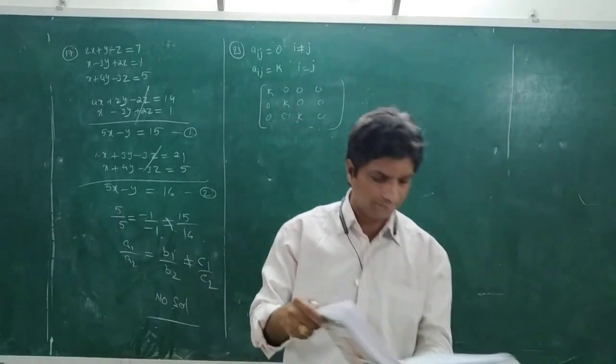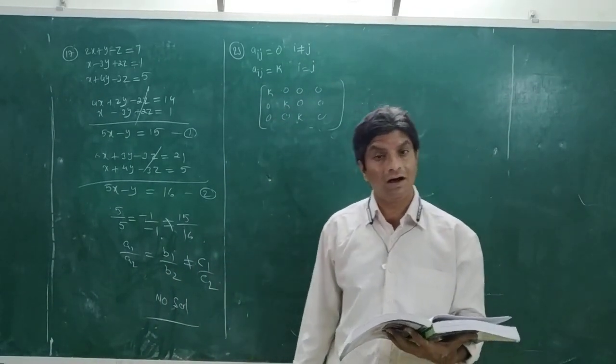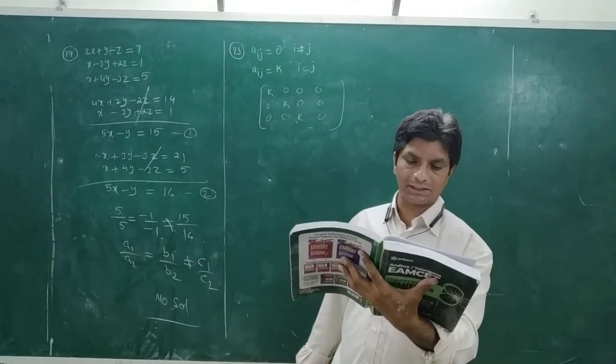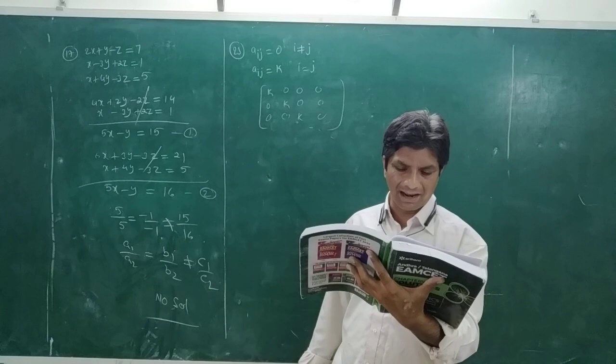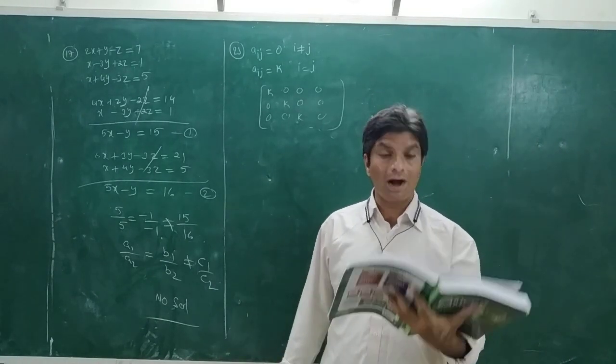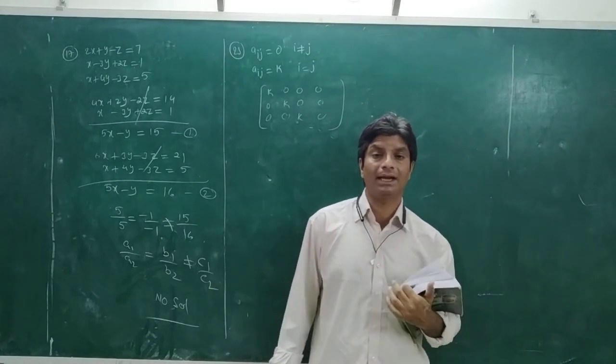Now let us check the options. What is this matrix? Scalar matrix. What are the options given? Problem number 23. Unity matrix, scalar matrix, null matrix, diagonal matrix. What is the difference between scalar matrix and diagonal matrix?